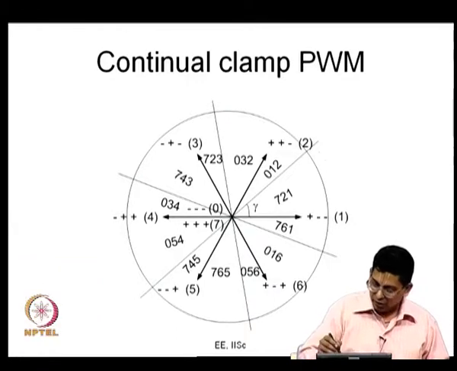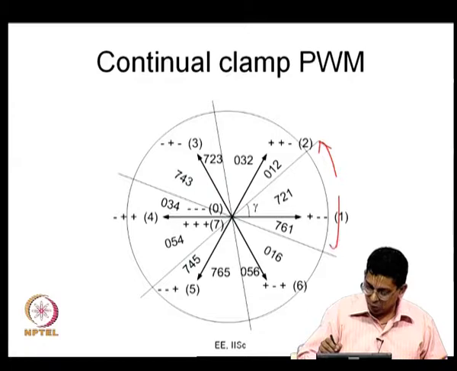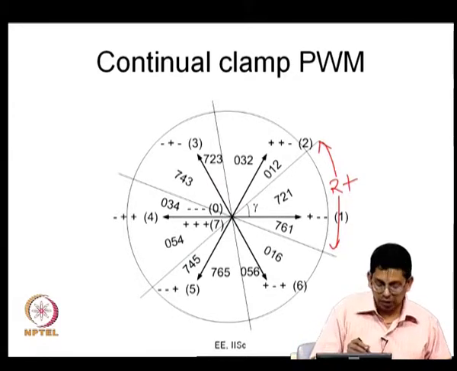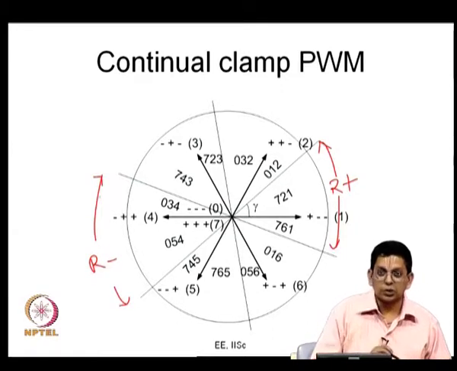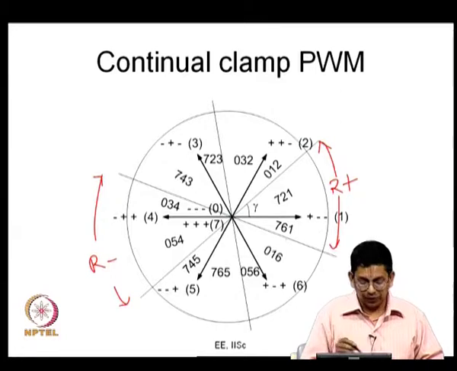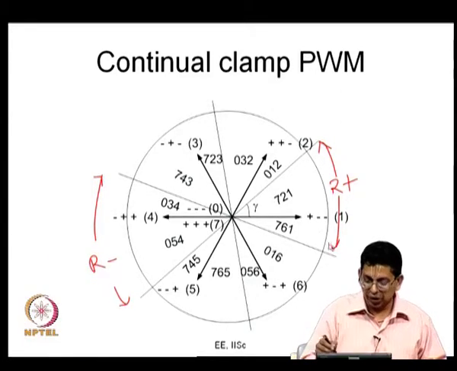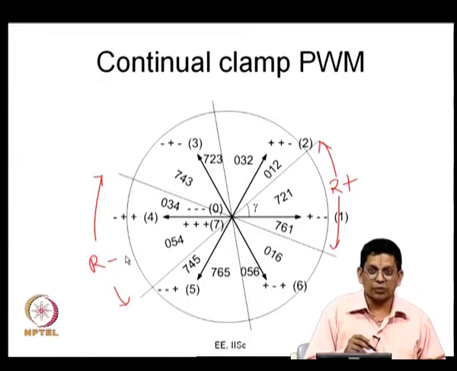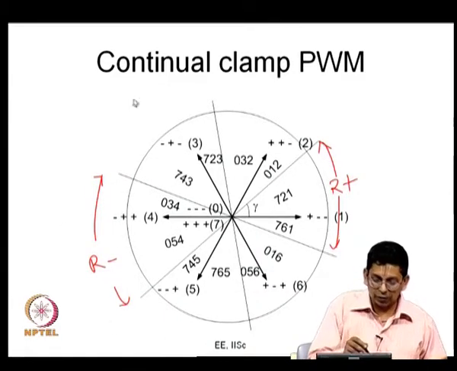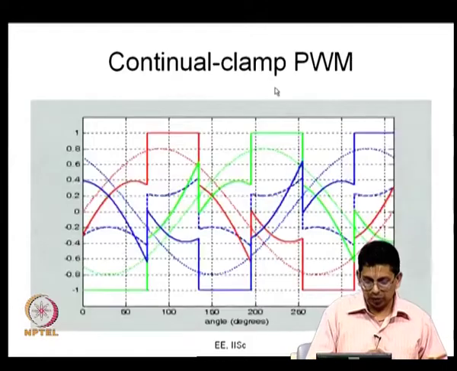You can see that R phase would be clamped over this interval, and R phase will get clamped to the positive bus. Similarly, R phase will get clamped to the negative DC bus over this particular interval now. So, R phase is continuously clamped for 60° duration. Here again it is continuously clamped for 60° duration to the negative bus. Therefore, we call it continual clamp PWM and the modulating signal would look like this now.